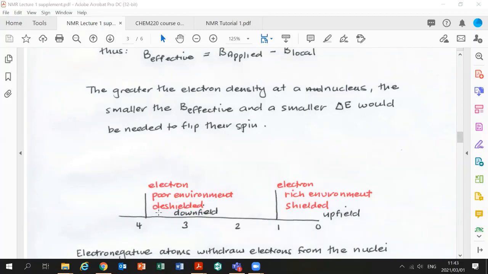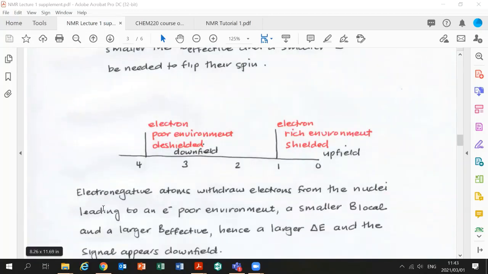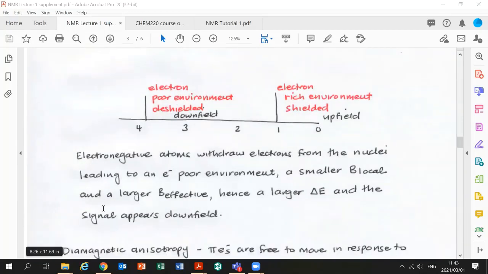So which means that the electrons are very responsible for where I'm going to see a peak in this NMR spectrum. Whether I see it here, where there's a lot of electrons around the nucleus, or whether I see it down at 10 or 11, where there's less electrons around the nucleus. Right, so why would one proton have more electron density than the other?